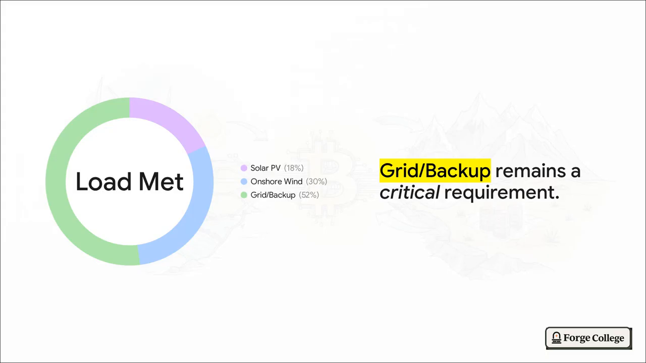When you actually run the math, the results can be pretty surprising. You might find that your so-called 100% green site still heavily relies on the grid. In this specific example from the material, solar meets 18% of the load, wind meets 30%, which means a whopping 52% still requires grid or backup power just to keep the machines running through all that intermittency.